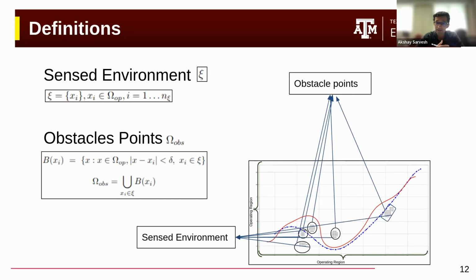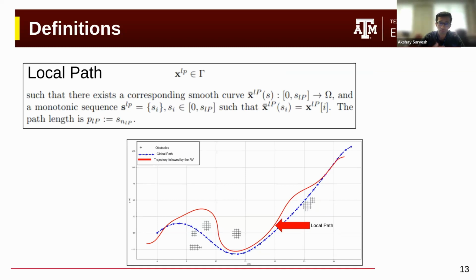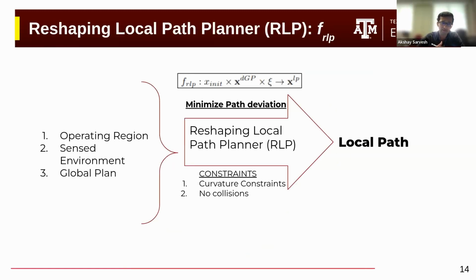And we also have sensed environments that are sensed by our sensors, like exteroceptive and proprioceptive sensors, like LiDAR, camera, and so on. And obstacle points. In the way we are defining it, obstacle points would be a cluster of points that are close to each other. The idea is you want to avoid the obstacle space as much as possible. And local path. Finally, the local path is the path that the robotic vehicle takes. The reshaping local path planner algorithm generates a local path such that the local path satisfies the constraints of avoiding obstacles as well as staying on the global path as much as possible. The idea here is that we have a cost of minimizing, and the cost happens to be path deviation. We want to minimize path deviation as much as possible.